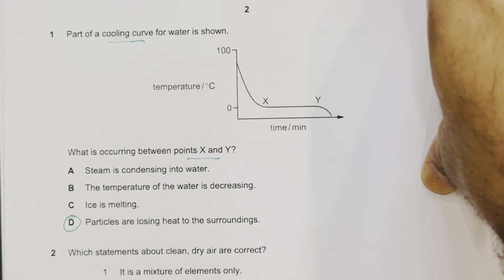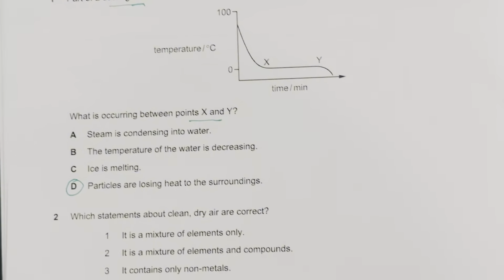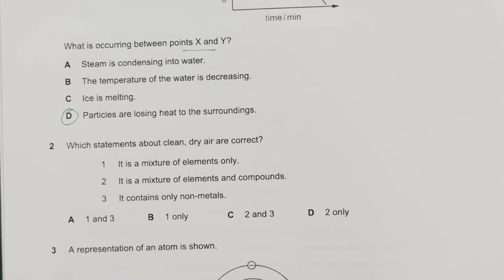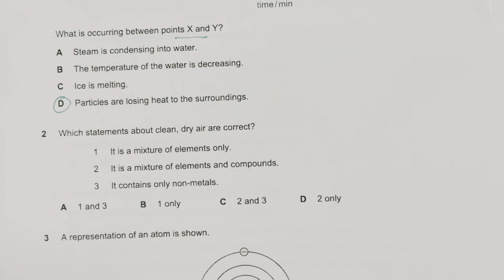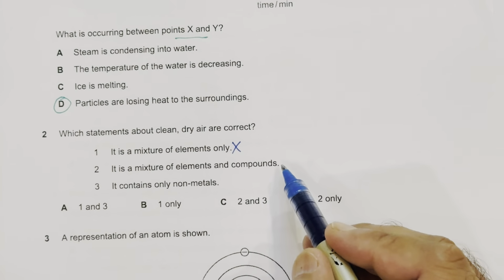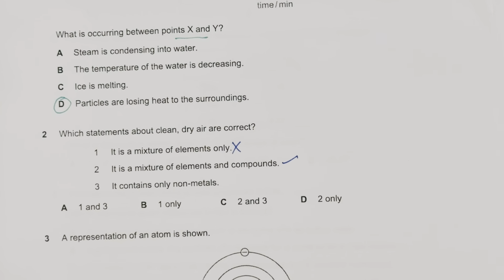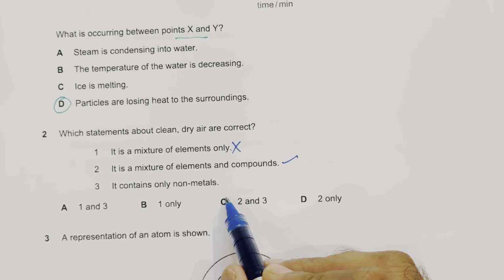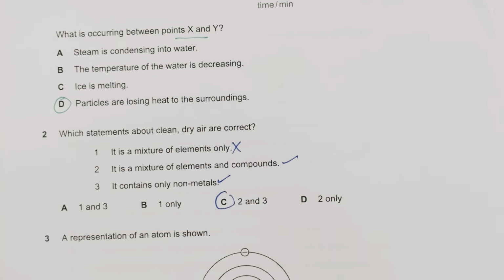Which statements about clean dry air are correct? Okay. It is a mixture of elements only. No. Option 1 is wrong. We know that air is a mixture of elements and compounds. It is option number 2. It is a mixture of elements and compounds. Yes, this is right, and it contains only non-metals. We know that it contains helium, neon, argon, carbon dioxide, oxygen gas, or nitrogen gas. These are all non-metals. So option number C is the right option. 2 and 3 are the right options.